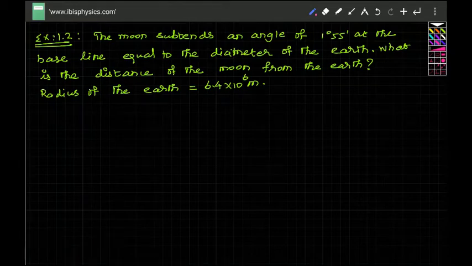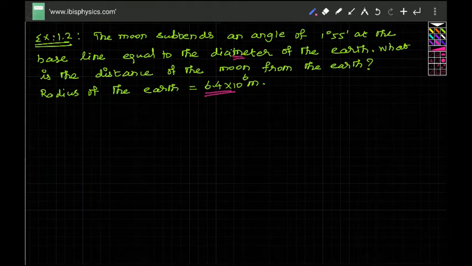The moon subtends an angle of 1 degree 55 minutes at a baseline equal to the diameter of the earth. What is the distance of the moon from the earth? That's the question given in Example 1.2, and they have also given the radius of the earth, which is 6400 kilometers. So here we will be substituting the diameter, which is effectively 12,800 kilometers.